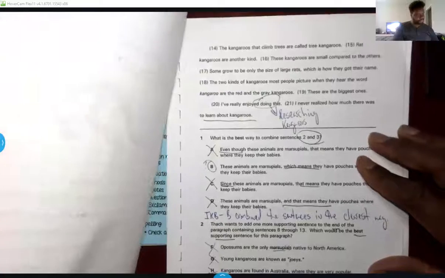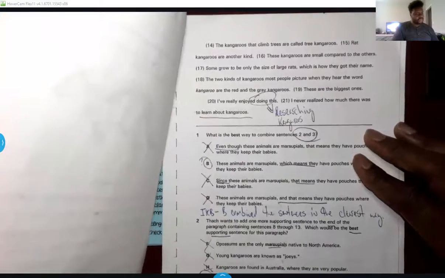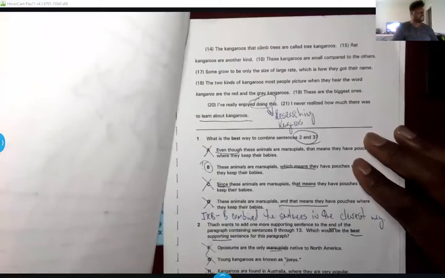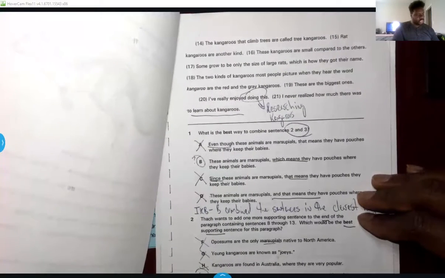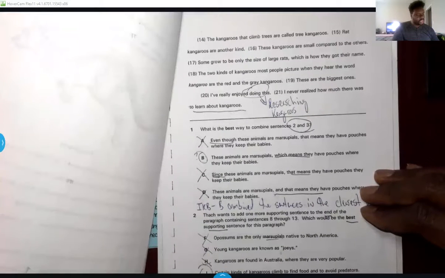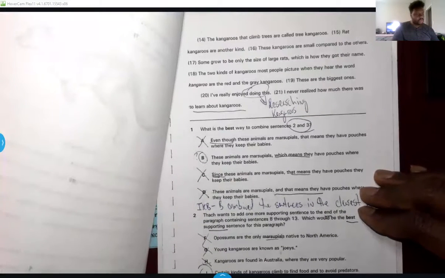Let's do 16. These kangaroos are small compared to others. So the rat kangaroos are another kind. These kangaroos are small compared to others. That's fine. We're talking about different types of kangaroos. That's what the passage was about. Let's look at 19, last one. These are the biggest ones, okay? Which ones were the biggest? It says, the two kinds of kangaroos most people picture when they hear the word kangaroo are the red and gray kangaroos. These are the biggest ones. I think that's fine. The only one that doesn't make sense is F, right?